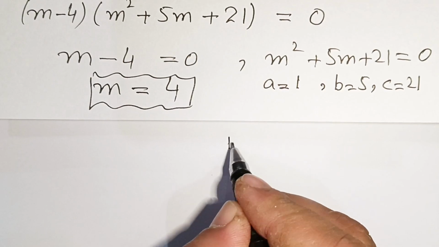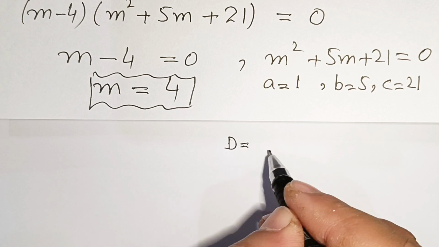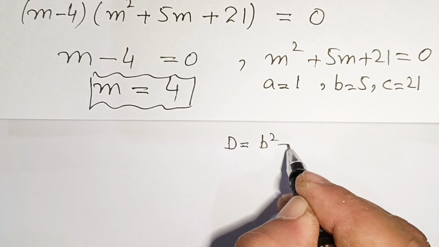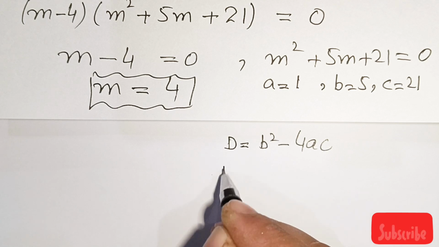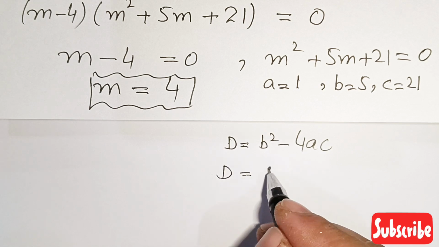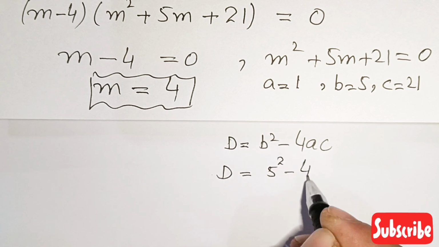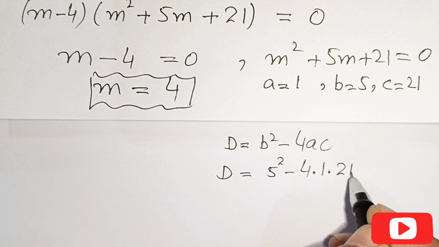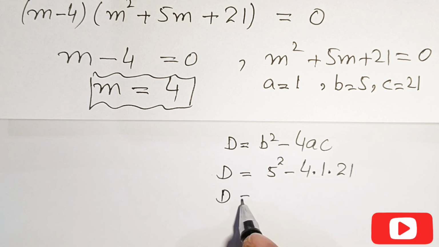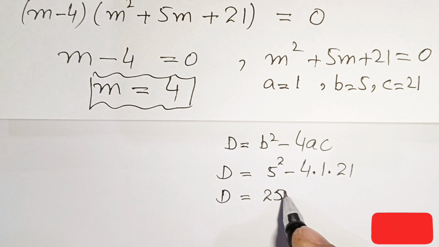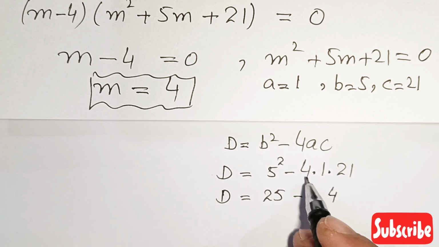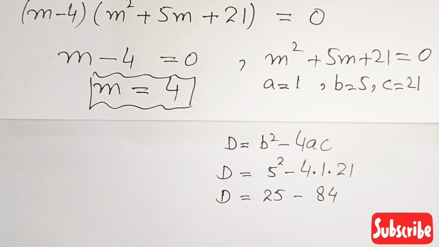Now to find the delta or determinant, we get b squared minus 4ac. So the determinant is equal to b, which is here 5, squared, minus 4 times a, which is 1, times c, which is 21. So we get the determinant equal to 5 squared, which is 25, minus 4 times 1 times 21, which is 84. So 25 minus 84 is actually minus 59.